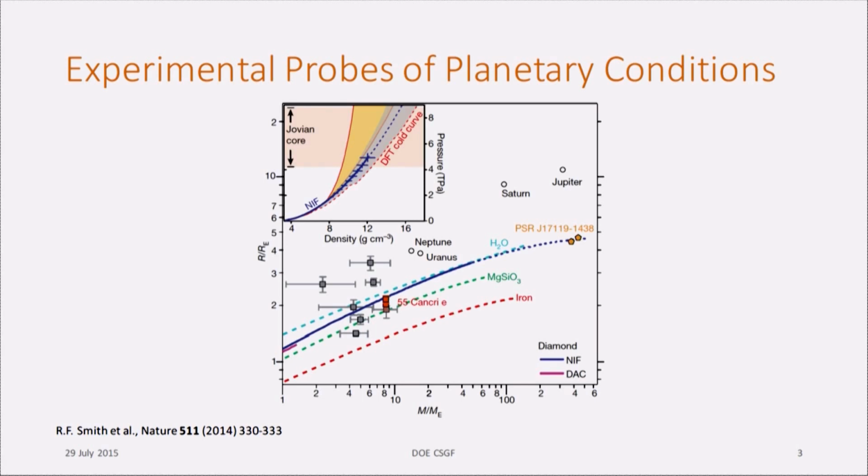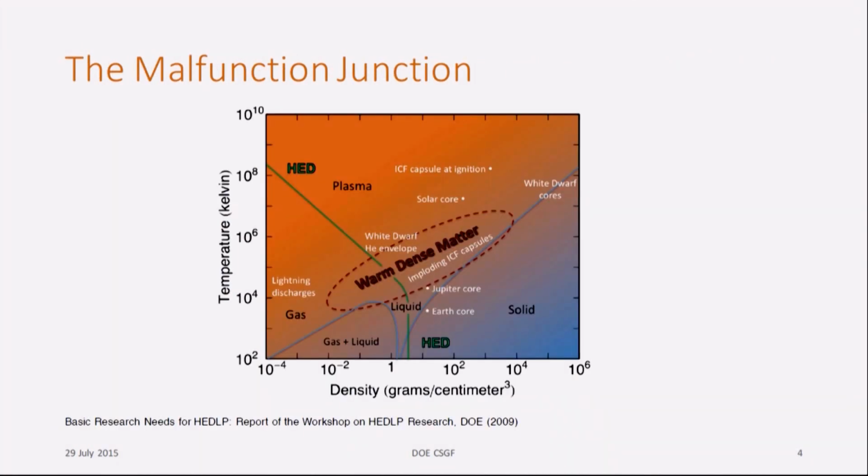So simulations are actually very important, and the reason that they're doing this comparison of different theoretical methods in this paper is because no method is so good at warm dense matter that we don't need to figure out new methods for doing it. And so we can talk about why that is by thinking about why they call this the malfunction junction.